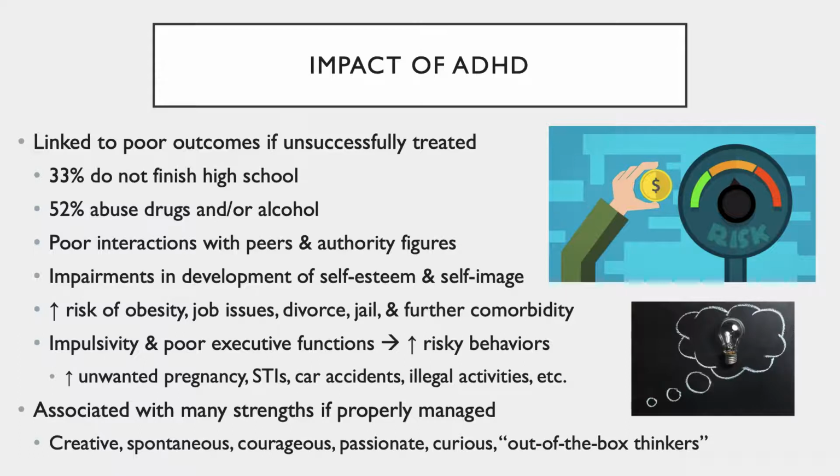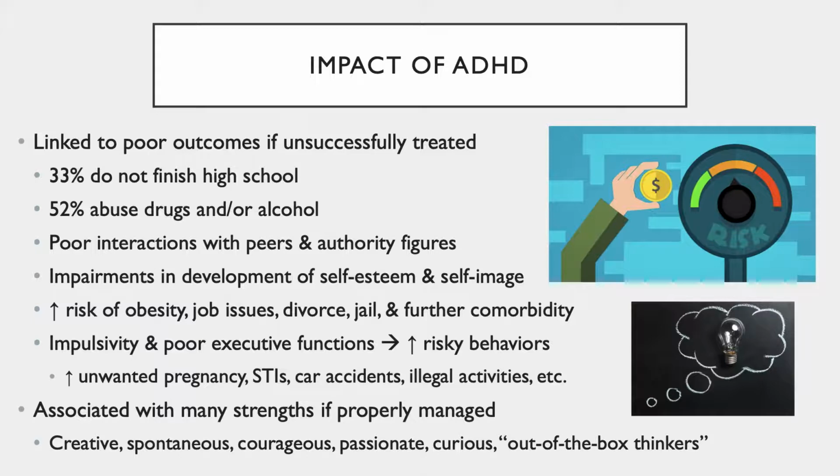Some of the poor outcomes associated with unsuccessfully treated ADHD include about a third who do not finish high school, about half who abuse drugs and/or alcohol. That half should make some logical sense, because what we know about drugs and alcohol is that it leads to a spike in dopamine activity. For individuals whose dopamine activity is extremely suppressed, that rush helps them feel alive to an extent that many of us feel without the use of drugs and alcohol. And that's also where medication comes in as a potential way of balancing out that norepinephrine and dopamine activity so that self-medication with drugs and alcohol is less likely to occur.